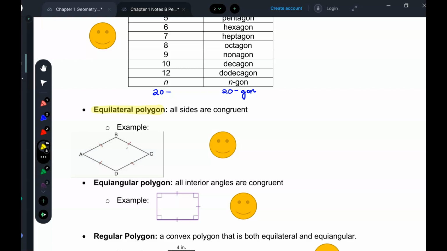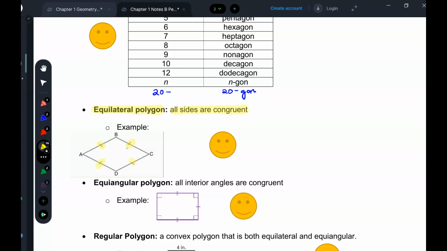It's just a polygon with more sides than 12. Equilateral is when all the sides are congruent. So here's an example. This is called a rhombus. We don't need to worry about that term yet, because 1, 2, 3, 4 sides are all congruent.